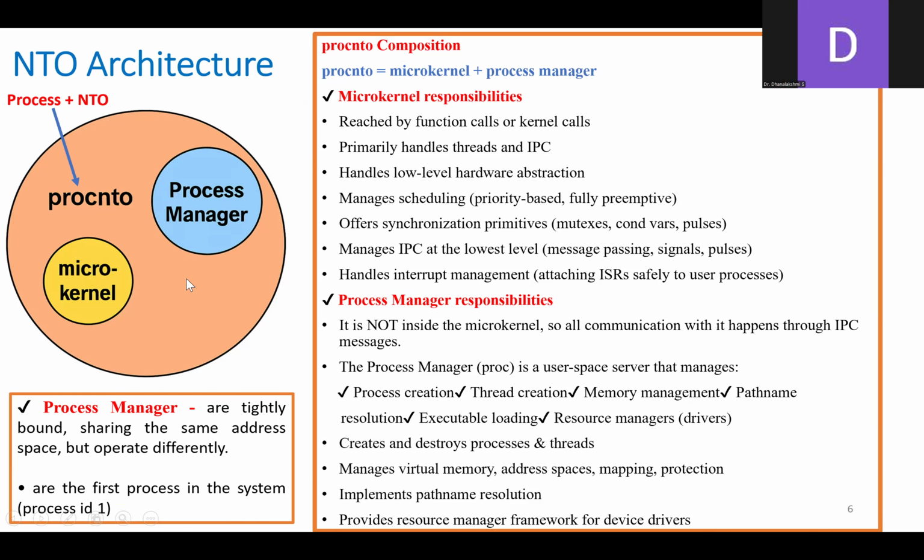So I could say that the process manager and microkernel are tightly bound, sharing the same address space, but operate differently. Note that they are the first process in the system, and we call it by process ID, PID 1. So one main point is that the NTO architecture, we call it proc NTO, process plus NTO. It contains the microkernel and process manager put together.